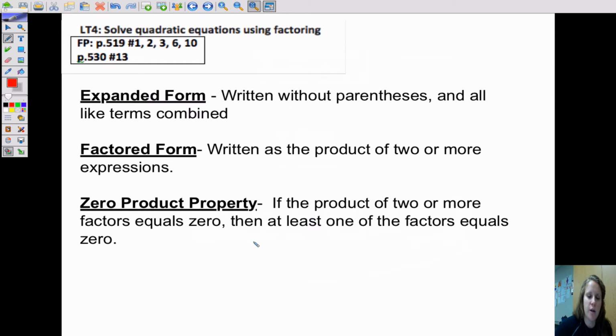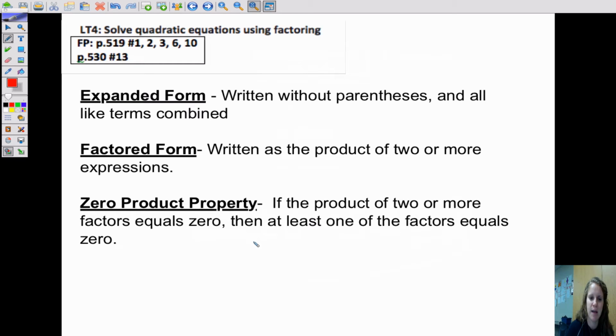All right, learning target four is solve quadratics using factoring. Okay, this is going to be probably the newest piece of information you learn in algebra. Okay, so first we need some vocab words.